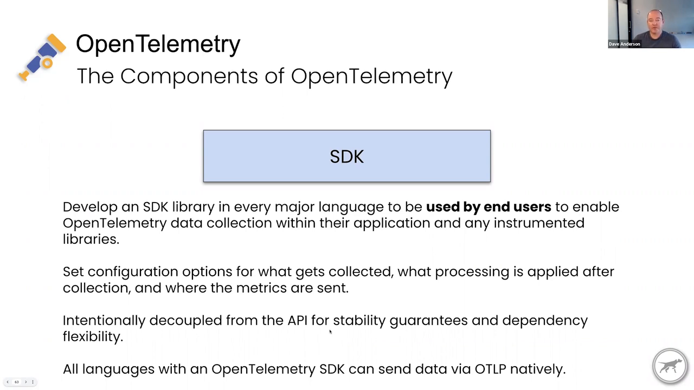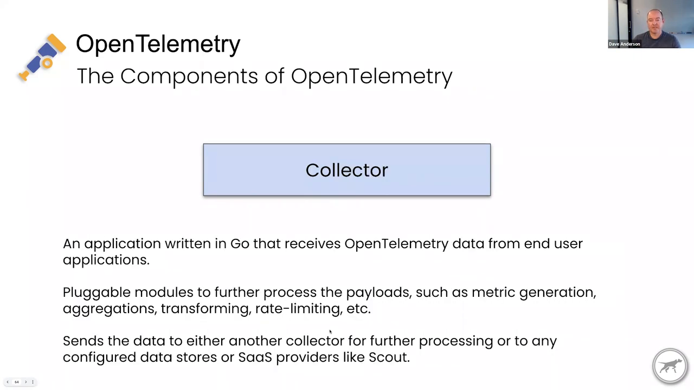If you're using OpenTelemetry within your application and you set the SDK up to gather this OpenTelemetry data, you don't need the separate collector binary piece of OpenTelemetry in order to send this data somewhere. So that makes the collector portion of OpenTelemetry optional. But the OpenTelemetry collector is an application written in Go that receives OpenTelemetry data from end user applications, and it can use pluggable modules to further process the payloads, such as metric generation, doing aggregations, applying transforms or rate limiting, et cetera. And again, it can send the data upstream to another collector, or send the data on for further processing or to data stores or SaaS providers like Scout.